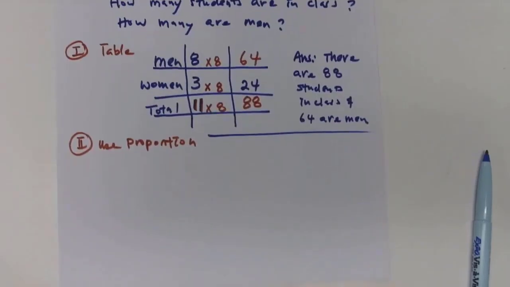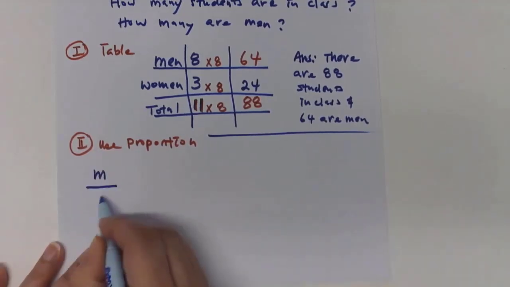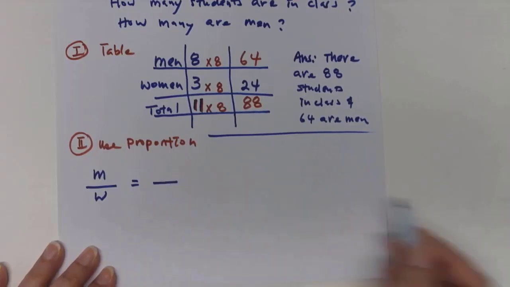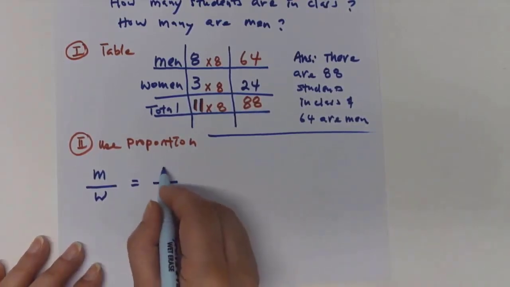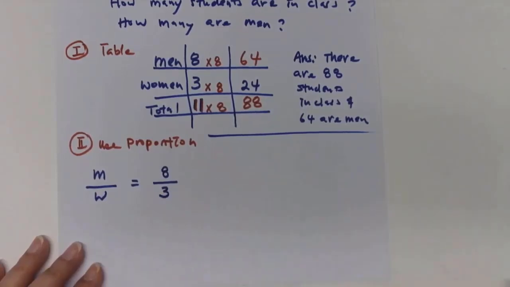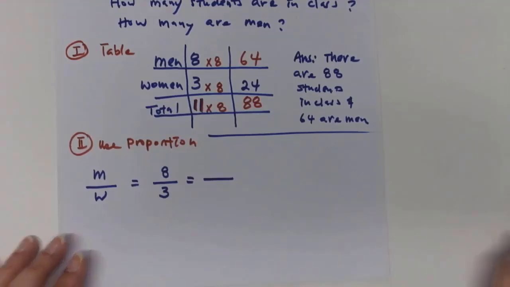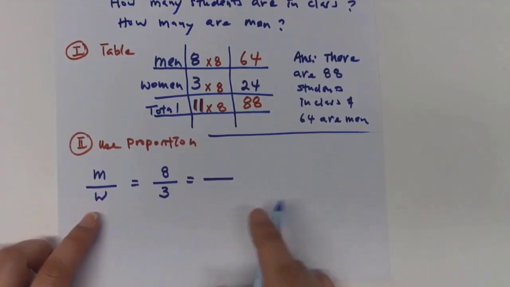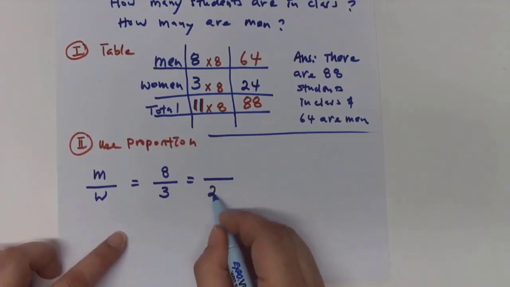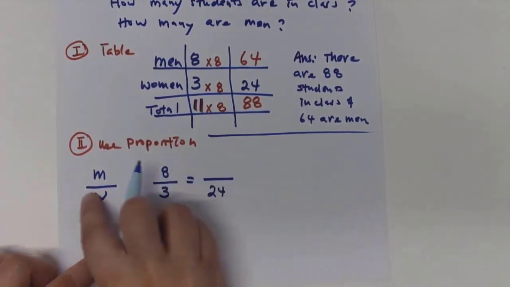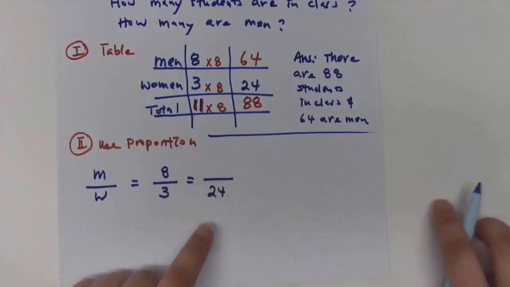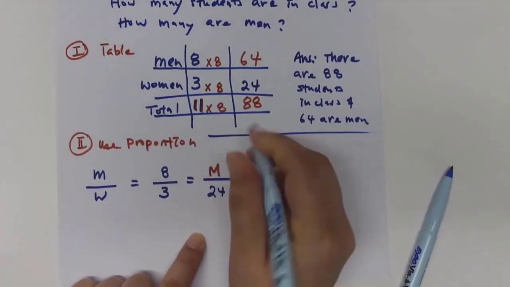Then we're going to use proportion. When we use proportions, this is men to women, right? So we're going to do men to women equal to 8 to 3. Okay, that's given to you. And then that equals, we also have the number for which one? Women is 24, so line up with women. They're all women's numbers, 3 and 24. We don't know how many men, right? So I'm going to put men here.